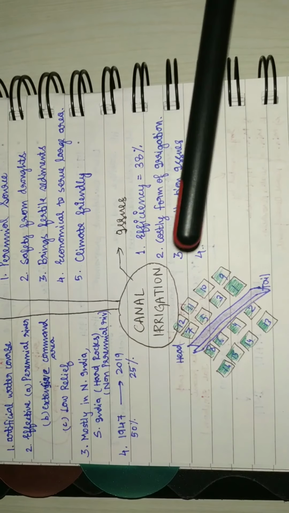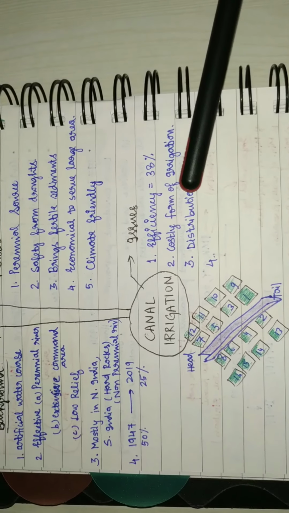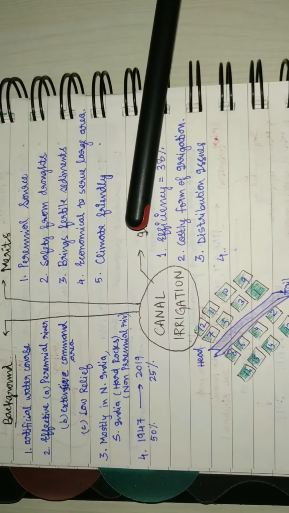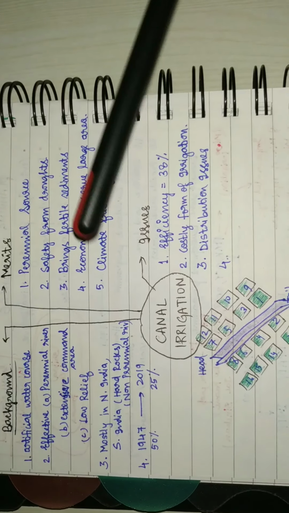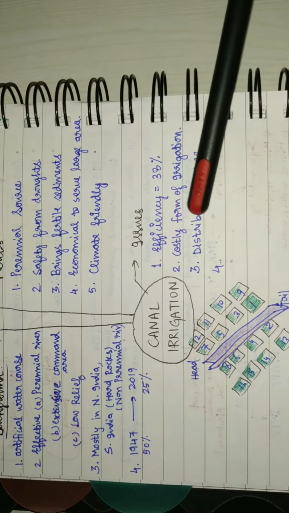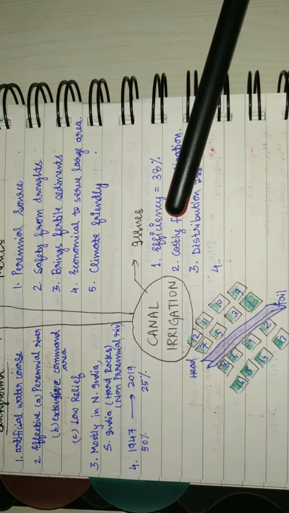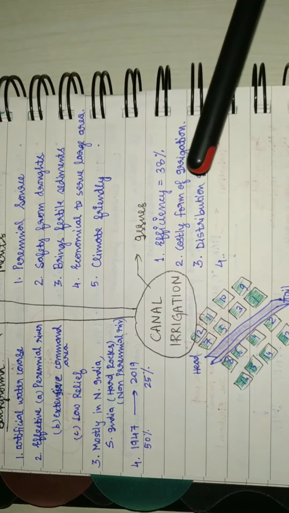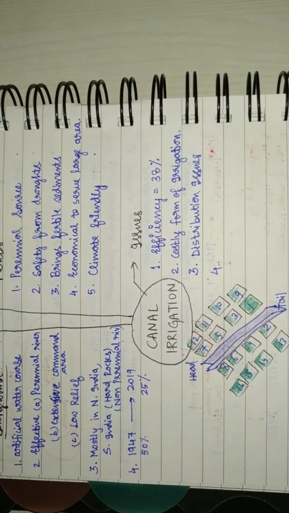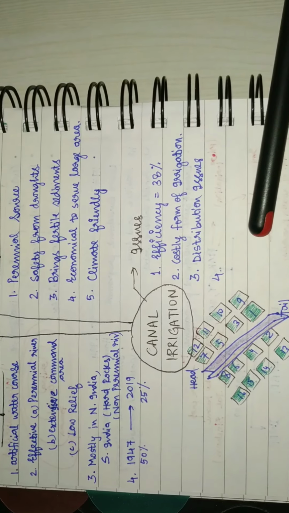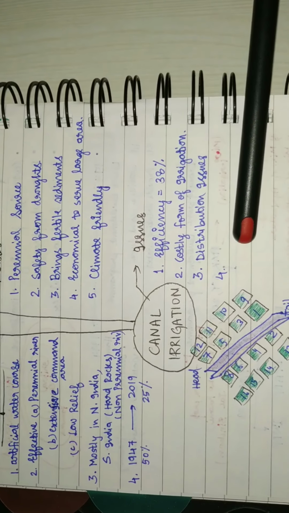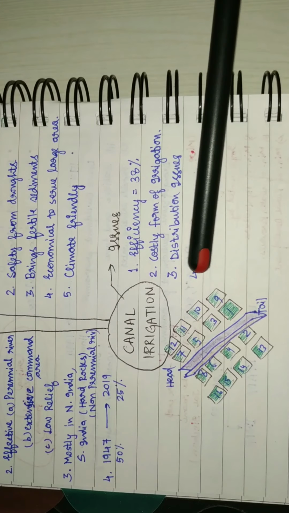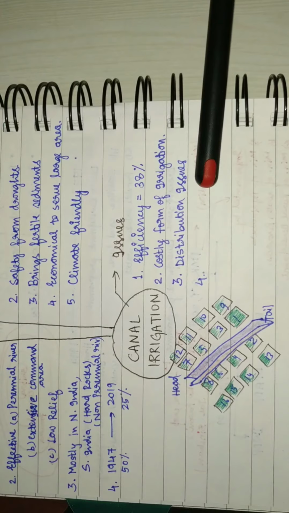Secondly, it's a very costly form of irrigation, right? Because in order to construct canal, you need lots of investment. It also has a long gestation period, right? And it also leads to a displacement of people. The third is the distribution issue.